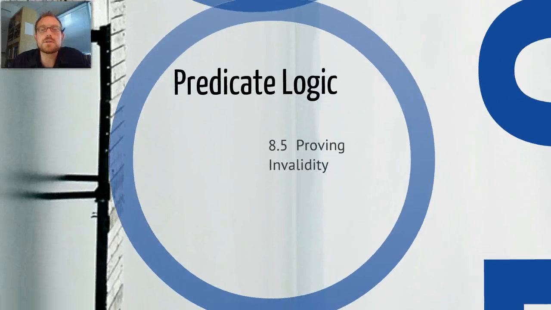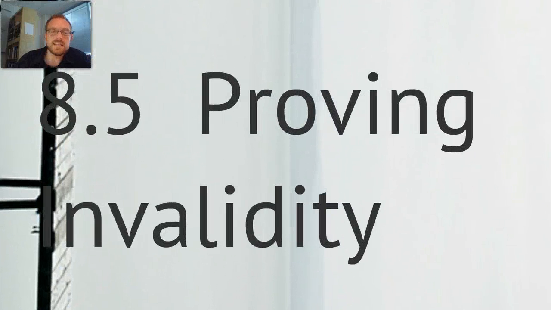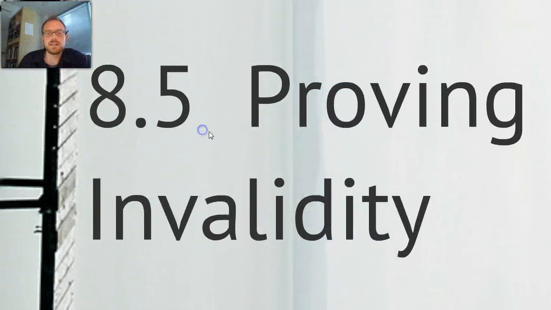Today we're actually going to be looking at predicate logic, and we'll be looking at how to prove an argument as being invalid, or in other words, looking at invalidity. You're going to see in this video, we're going to cover two methods for looking at invalidity. The one is the counterexample method, and the other here is the finite universe method.